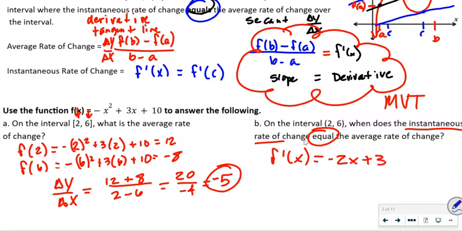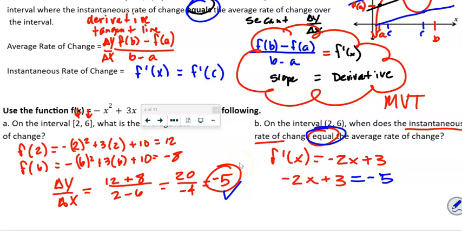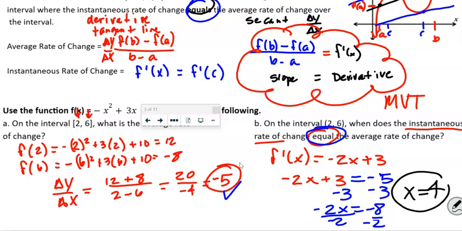Now what it says is we're going to set that equal, right, to this guy right here. So we're going to do negative 2x plus 3. And it's going to be equal to our negative 5. So what do we do to solve this? We're going to subtract 3 from both sides, right? So that's going to be negative 2x equals negative 8. We're going to divide both sides by negative 2. So the answer here as to when they are equal is x is equal to 4, right?